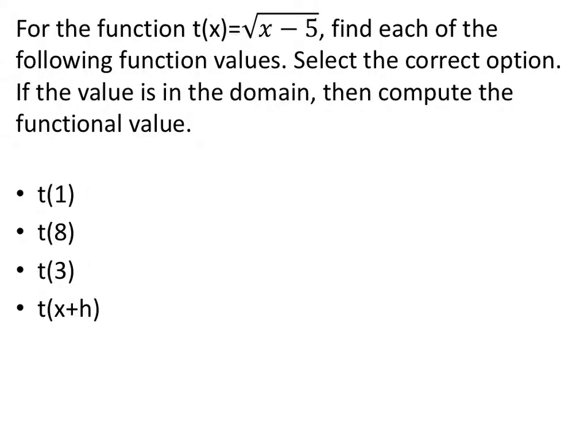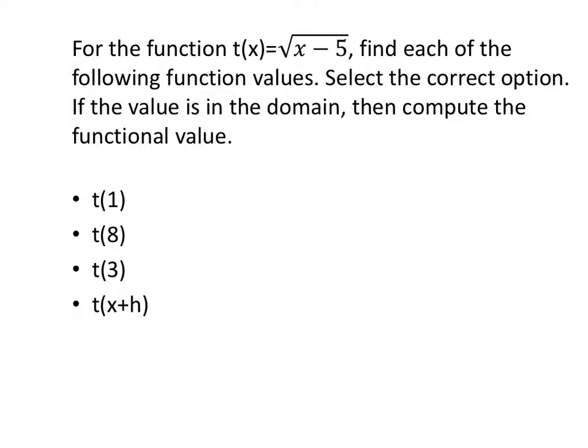For this following function, t of x, find each of the following function values. Select the correct option. Put the values in the domain, then compute the function value. All right, t of 1, that would be the square root of 1 minus 5. Oh, we just saw that. Square root of -4. That's not a real number, so can't do that one.